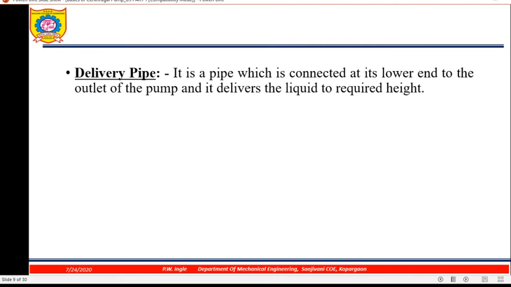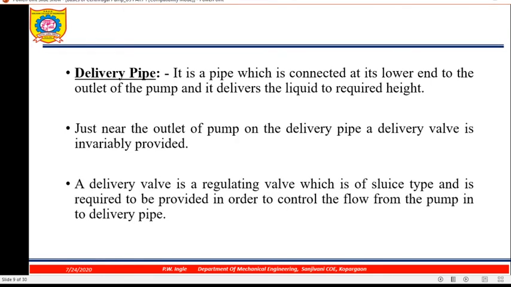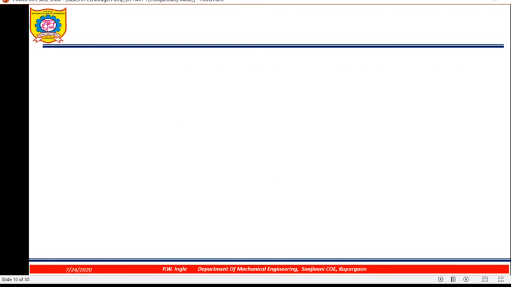Delivery pipe. It is a pipe which is connected at its lower end to the outlet of pump, and it delivers the liquid to the required height. Just near the outlet of pump on the delivery pipe there is a delivery valve. Delivery valve is a regulating valve which is a sluice type and is required to be provided in order to control the flow of water from the pump into delivery pipe.